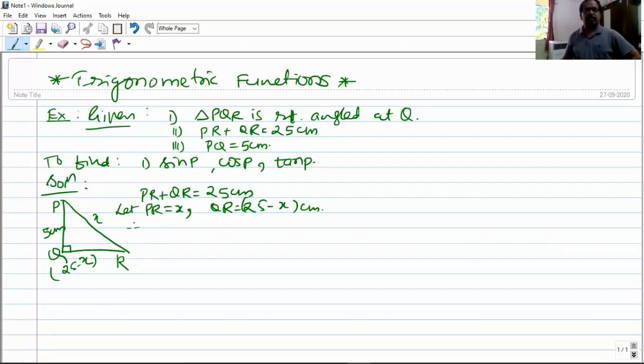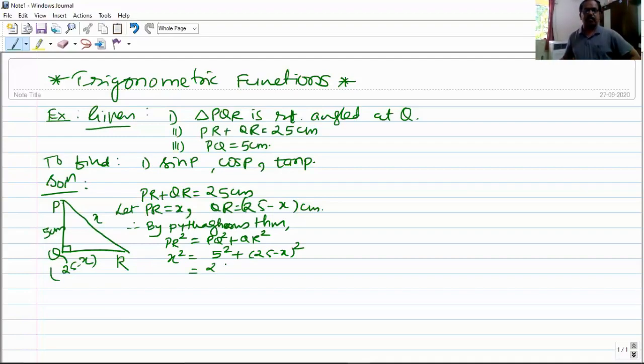So by using Pythagoras theorem, which one is the hypotenuse? PR is the hypotenuse. So PR square equals the sum of the squares of the remaining two sides. So it is PQ square plus QR square, right? Now just put the values. PR is nothing but x, so I can write it as x square. PQ is 5 centimeter, so 5 square, and QR is 25 minus x, the whole square. Now we need to find the value of x from it.